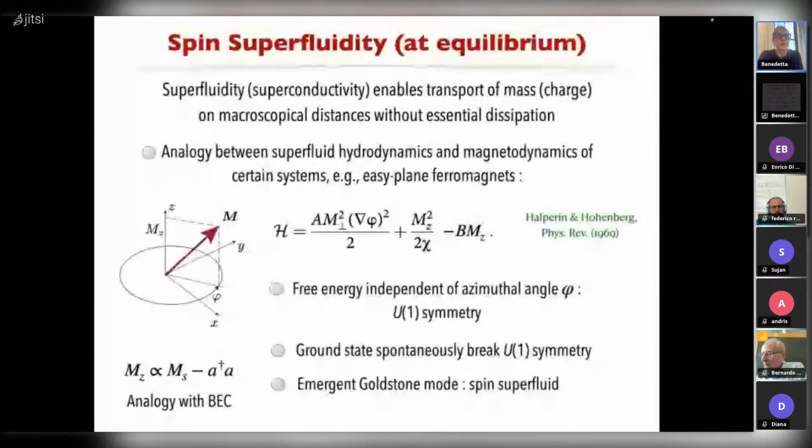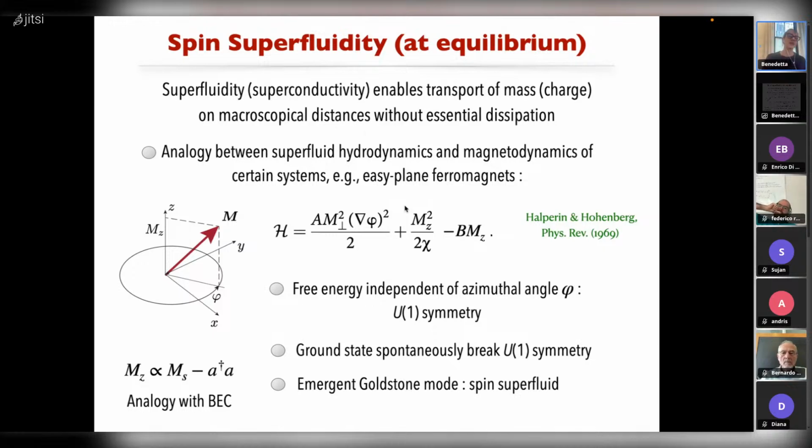So I thought that many people might not be familiar with that. So I just want to give you a feeling of what spin superfluidity is, and this is a concept that was introduced at equilibrium, and it's called spin superfluidity because it's really the spin analog of superconductivity or superfluidity as the one that you find in helium. And this was realized in this very beautiful paper by Halperin and Hohenberg already before, at the end of the 60s.